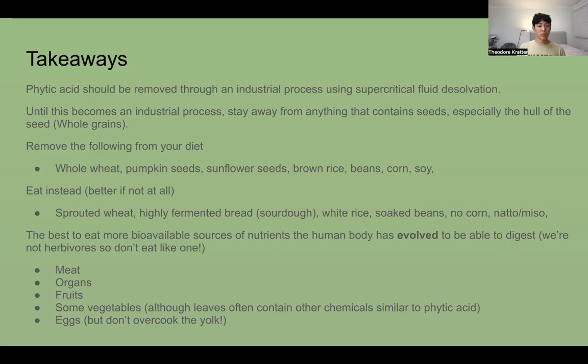So really, I would eat more meat and organs. Organs are the most bioavailable source of nutrients on the planet. We've been eating them for millions of years, and you can actually see animals, they go straight for the organs right away. They don't go for the meat, they go straight for the organs. They know how nutrient dense these organs are and how good it is for their health. So yeah, I would eat more meat, more animal products, more organs, more eggs, very nutrient dense, although I would not overcook the yolk because that leads to higher levels of cholesterol in the bloodstream.